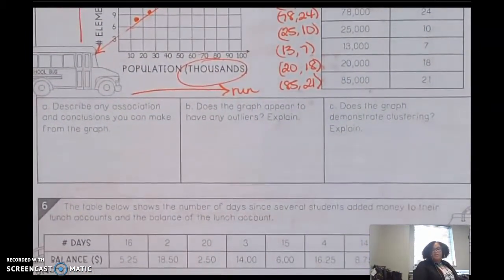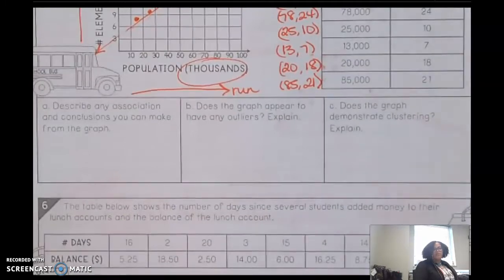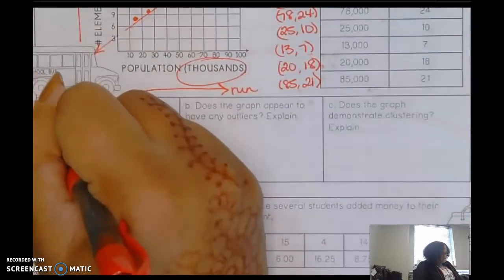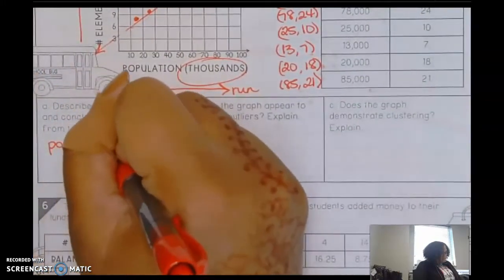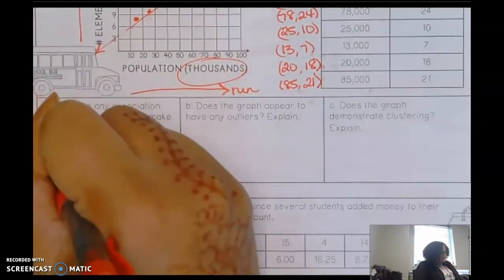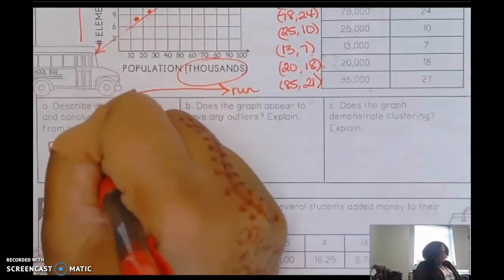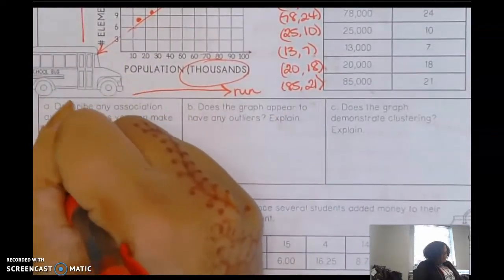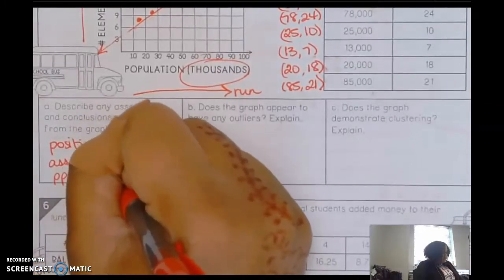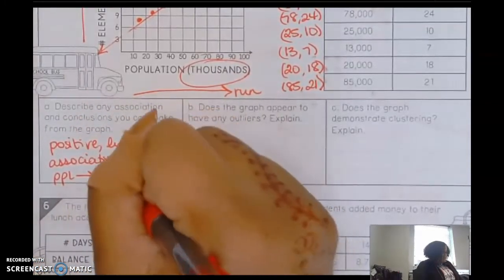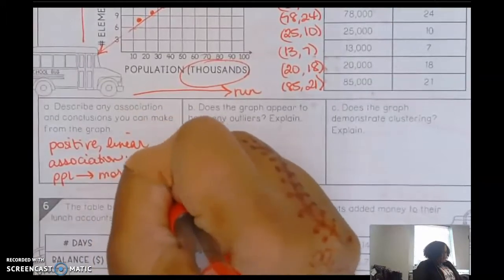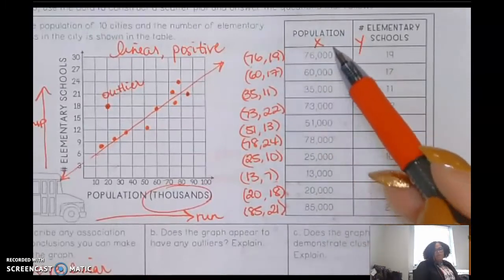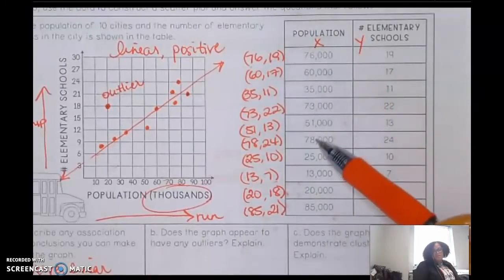Describe any association and conclusions you can make from the graph. So it's a positive linear association. That means more people need more elementary schools. Now remember, these aren't just elementary kids. This is a population of all people: olds, middle-aged, and children.